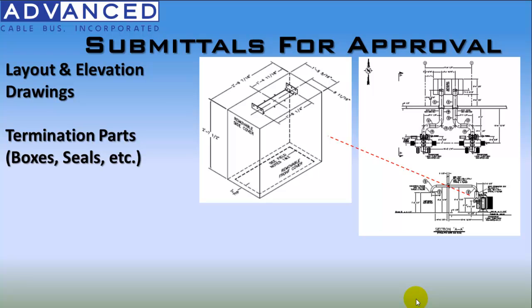For example, if we have a transformer box that needs to be fabricated in order to allow the cables to bend into position and terminate on the cable bushings for the transformer, we will produce the box drawing and submit it as a separate drawing.